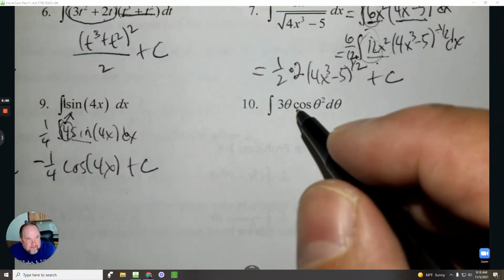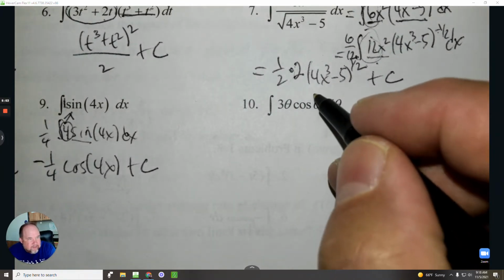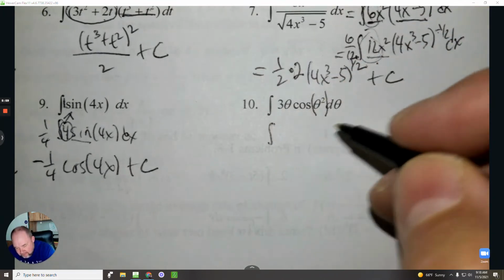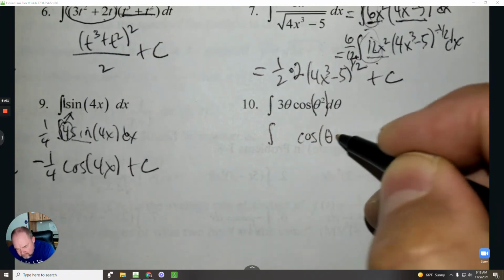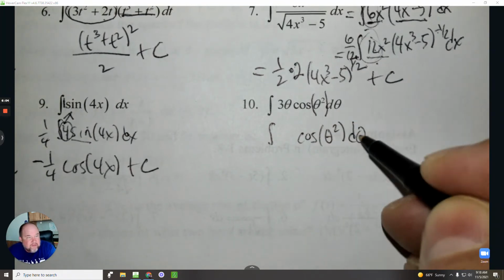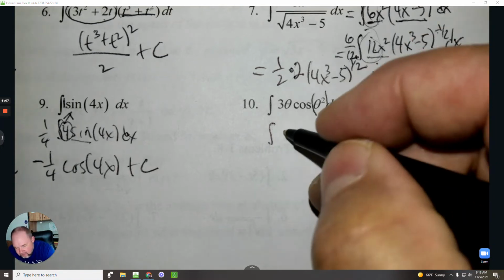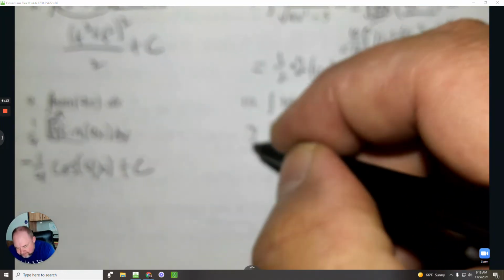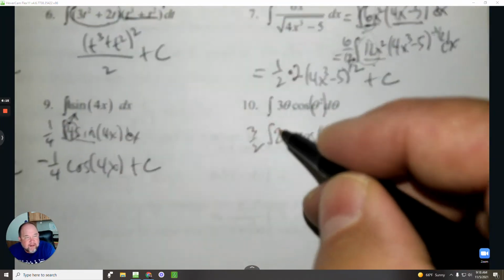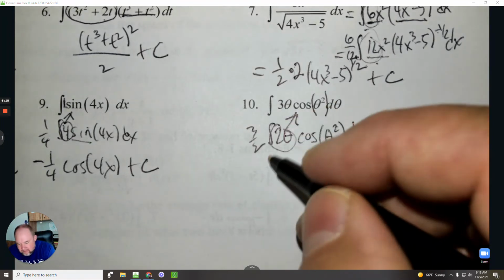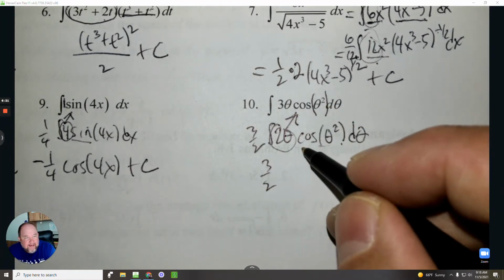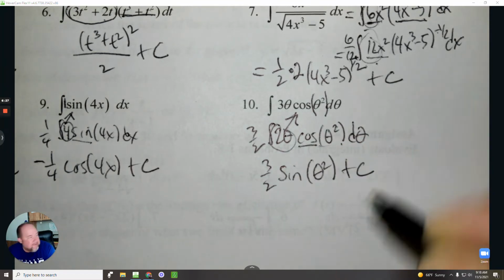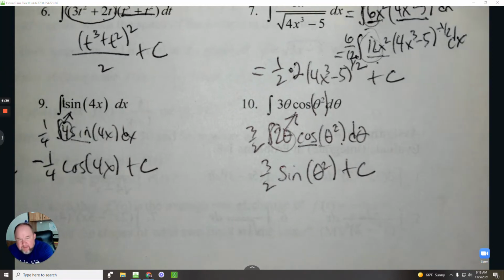In number 10, cosine theta squared. Think of that like this. So, inside the parentheses, the hook, the derivative of theta squared is 2 theta. Think of it like x. What was it before over what it became? Circle the hook, unhook it. We start with 3/2. The antiderivative of cosine is sine, and that's it. And then don't forget the constant. Oh, got one down here, almost snuck down here.